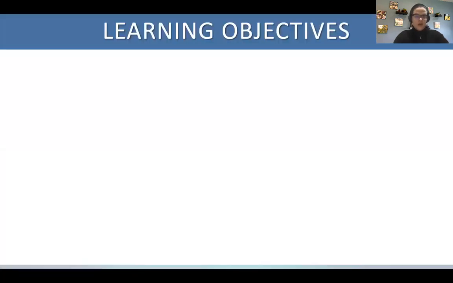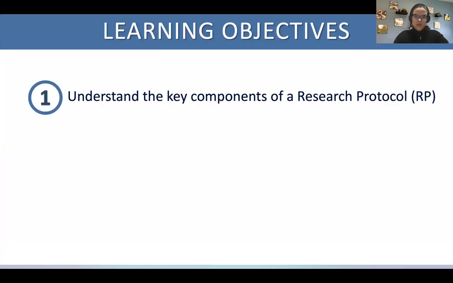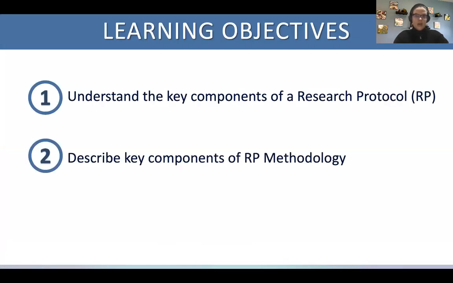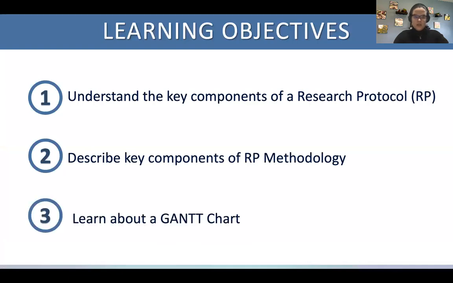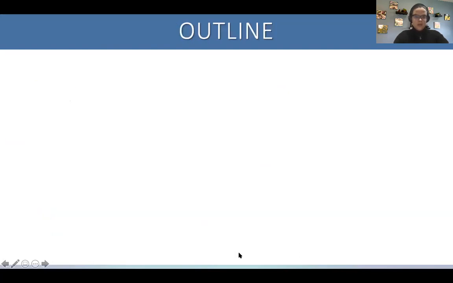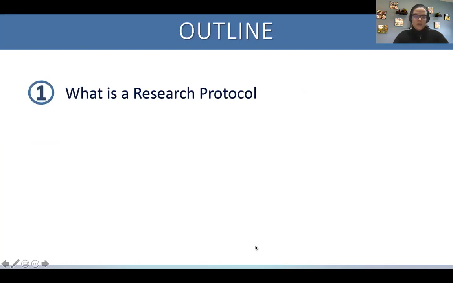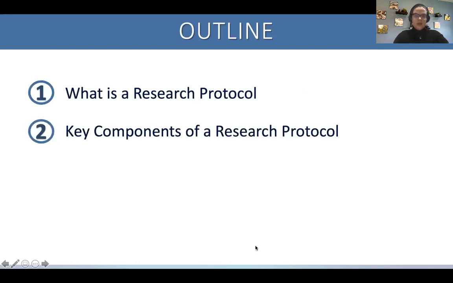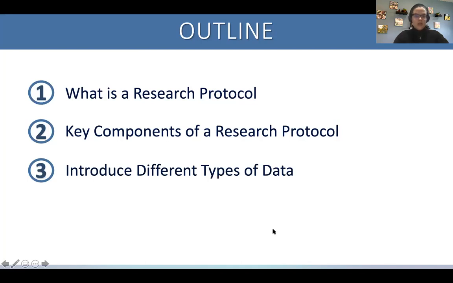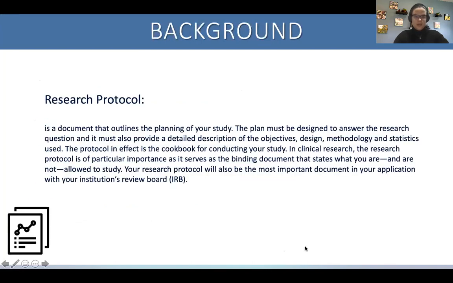So the goal of our lecture today is to understand the key components of a research protocol, describe key components of research protocol methodology, and learn about how to construct a Gantt chart to keep us on track in terms of time throughout the rest of this course. Today we'll talk about what a research protocol is, talk about the key components of a research protocol, we'll introduce different types of data, which will be important to designing your study, and we'll talk about different ethical considerations, and we'll discuss how to write an IRB proposal in another lecture.